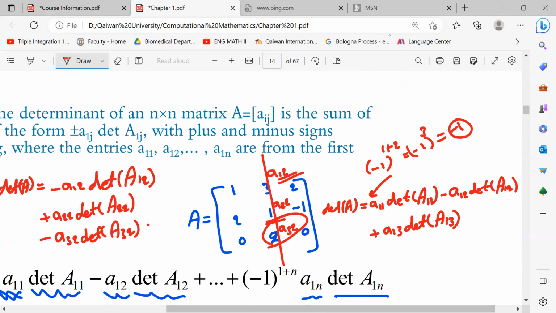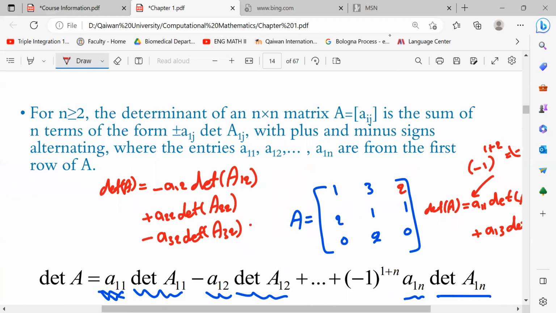Which column or row is the easiest one to work on? Third row. Yes. Why? Take the one which includes the most zeros. It's easy because here A31 is 0 and A33 is 0. So you don't need to calculate these two terms. You just calculate one term, which is A32.